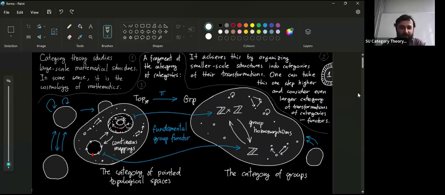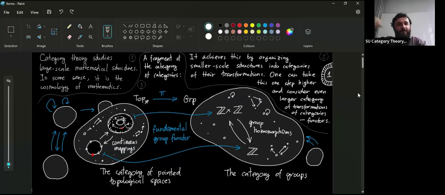Well, inside a category, there is a similar picture. There are smaller blobs, these are the dots, and they interact with each other in various ways. These interactions are called morphisms. We can compose morphisms, and basically a category is the algebra of composition. It's associative, has identities. The sample category there is the category of topological spaces.